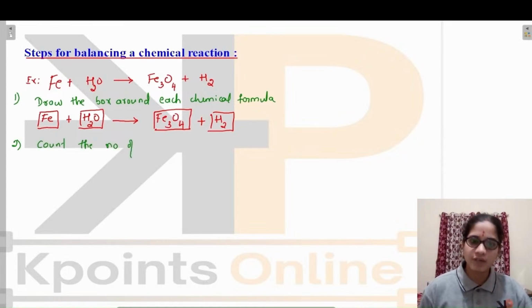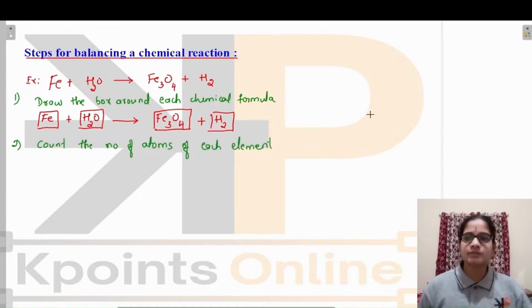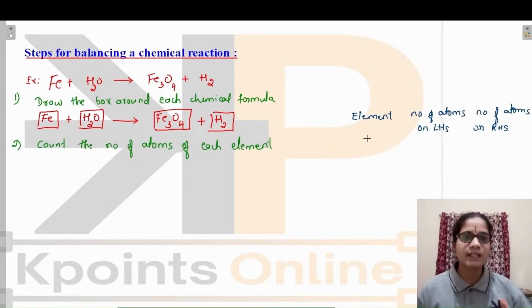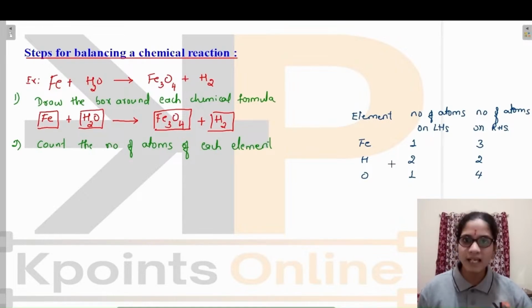Now in the second step, count the number of atoms of each element. I will write here: element, number of atoms on LHS, and on RHS. So what are the elements present here? Iron, hydrogen, oxygen. The number of iron atoms on LHS is only one; here there are 3. For hydrogen, there are 2 hydrogens here, and on the RHS there are 2 hydrogen atoms. What about oxygen? Here there is only one oxygen atom, while on the RHS there are 4. So the atoms of iron and oxygen are not balanced. They are not the same here. So we need to balance the equation now.